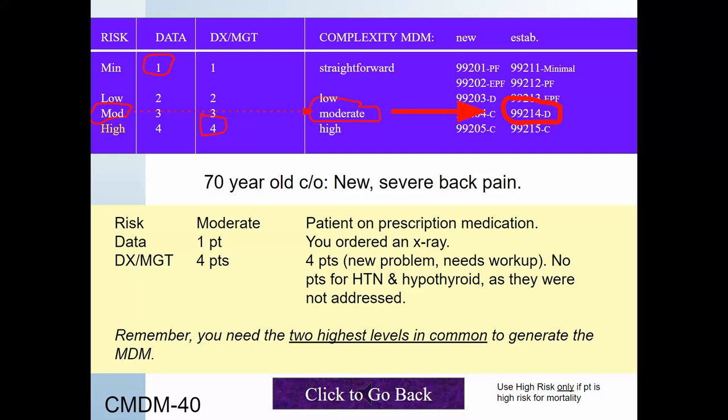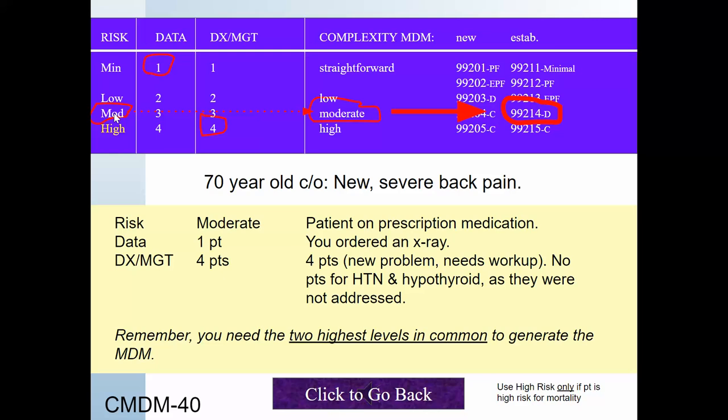Just because they're in the past medical history doesn't mean you have to automatically pull them into chief complaint. You're pulling into chief complaint what you need to treat today. So this is an example of, again, 4 points being super duper high because this is a new problem needing a workup, but it doesn't have anything in common with the moderate level risk because you're using prescription medication.